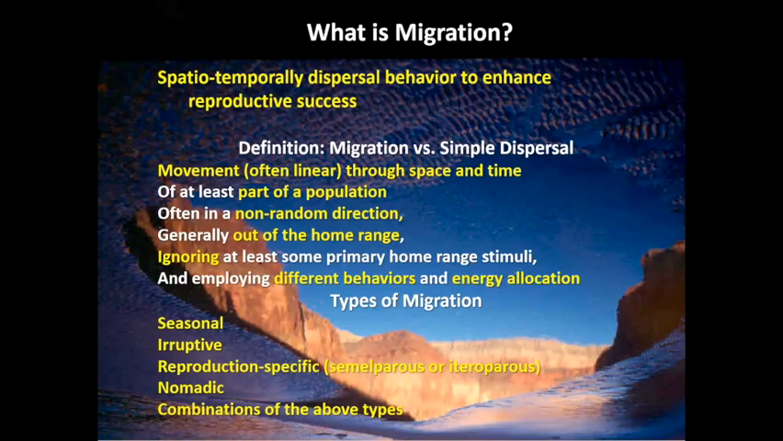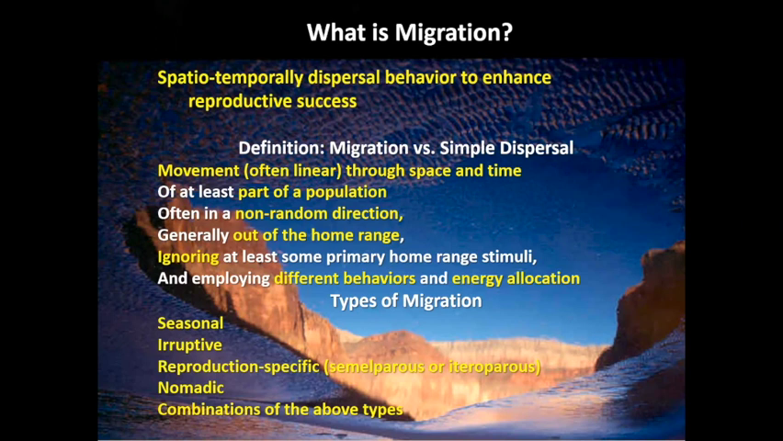Jumping back to the topic then of what we're talking about today, migration. Migration is a spatial and sometimes temporal dispersal behavior that enhances reproductive success. What I mean by that is that there's a reason that things migrate.